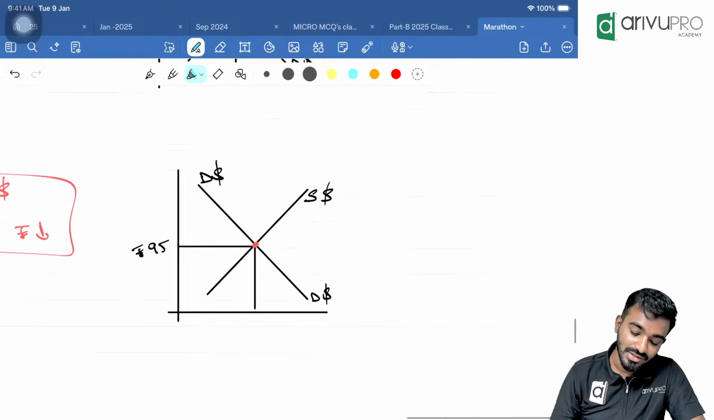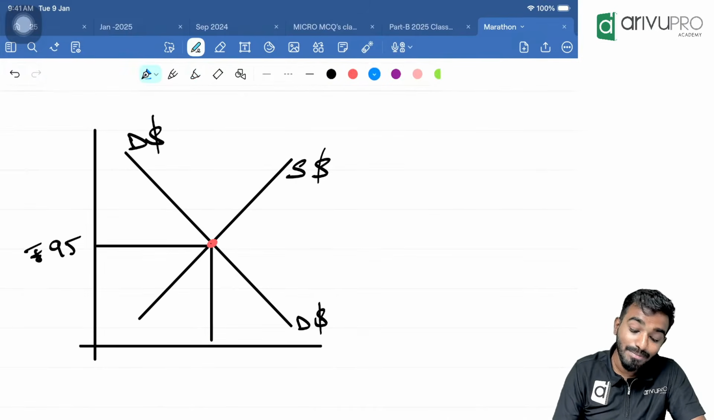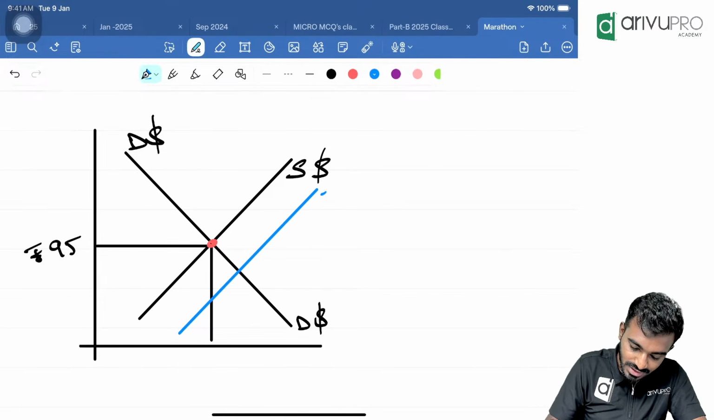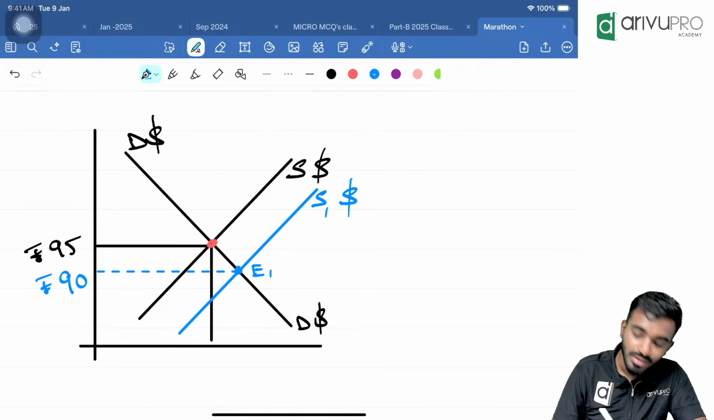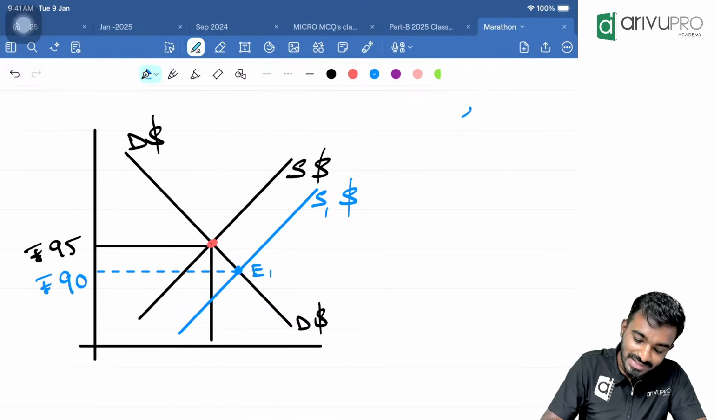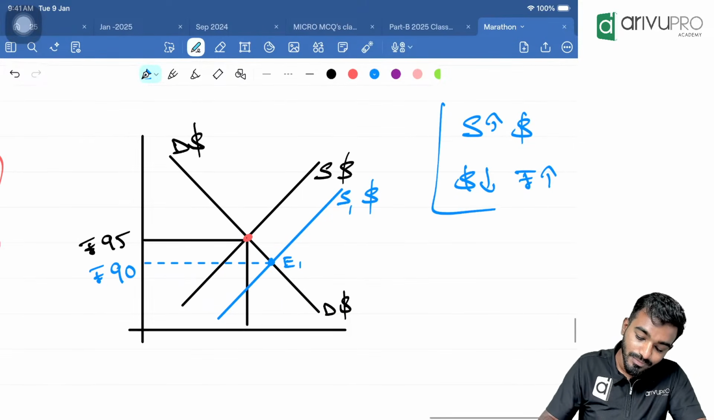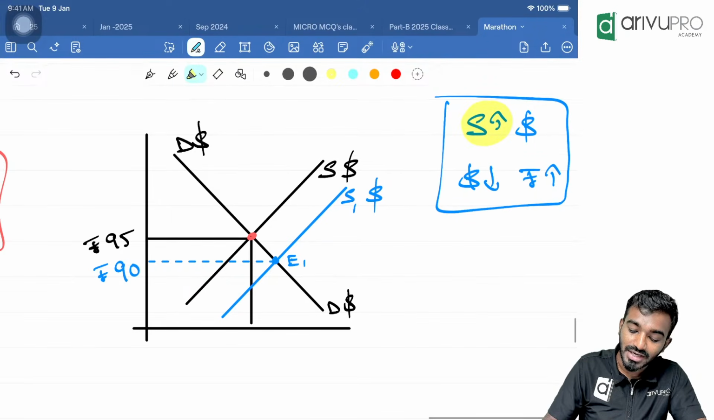In supply, it is reverse. Whichever nation's currency supply increases, that currency gets depreciated. When supply increases, there is a right-hand shift. This is S1 of dollar, so this is the new equilibrium E1. At this new equilibrium, observe, it becomes 90 rupees. That means dollar supply increased, so now dollar gets depreciated and rupee gets appreciated. Opposite logic: whichever currency's supply goes up, that country's currency gets depreciated.